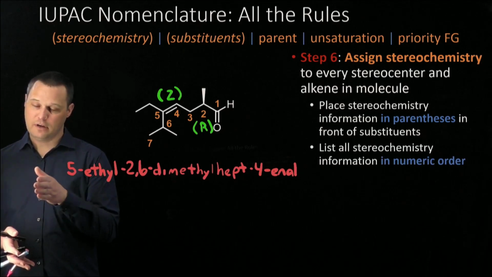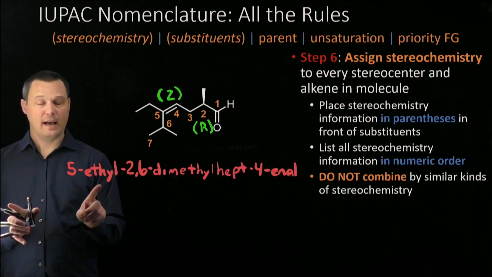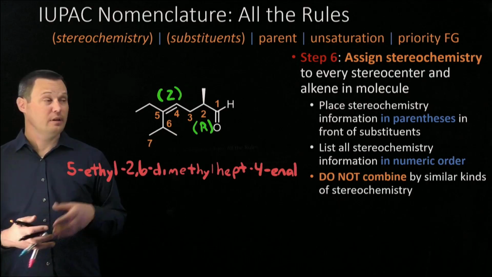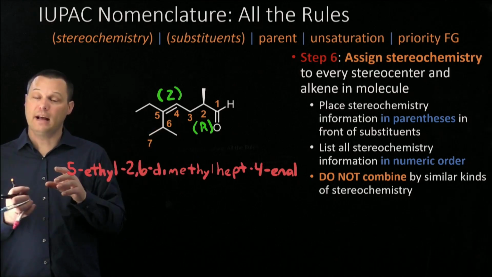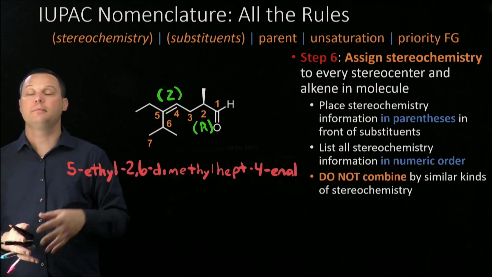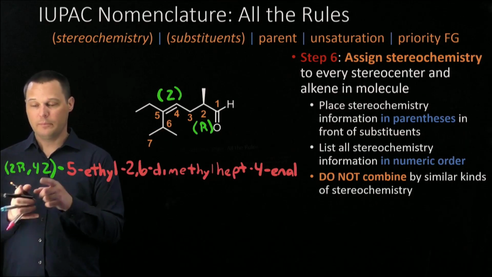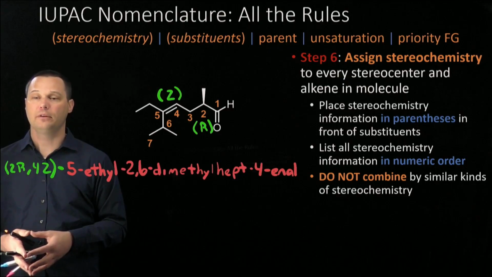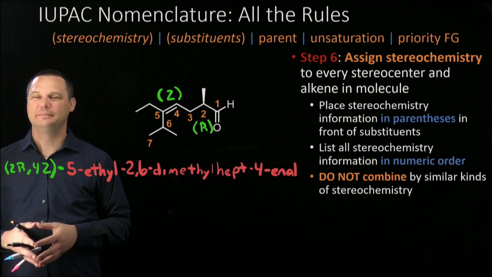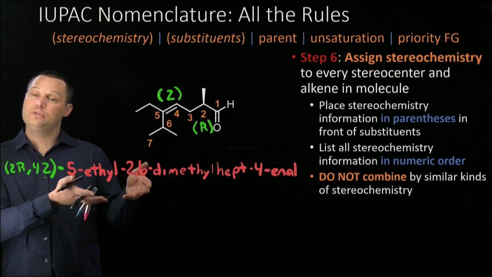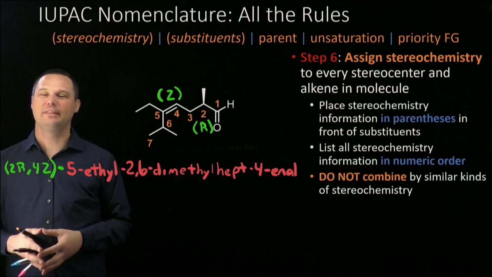We list all of the stereochemical information in numeric order based on the IUPAC numbering of the molecule, and we do not combine like stereochemical terms. If there were 2 R stereocenters at carbons 2 and 9, we would not say 2,9R. We would list them separately: 2R, 9R. So for this molecule, in numeric order, 2R, 4Z goes in front of the name of the molecule, separated from the rest of the name by a dash. And that gives us the full name for this molecule: (2R,4Z)-5-ethyl-2,6-dimethylhept-4-enal. You can really feel a sense of accomplishment when you can rattle off the entire name in order.